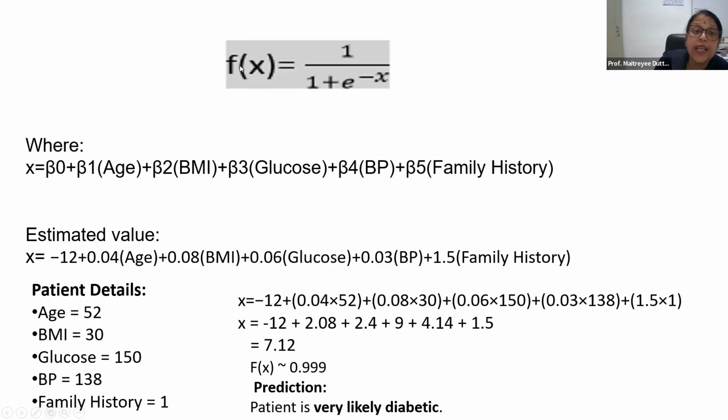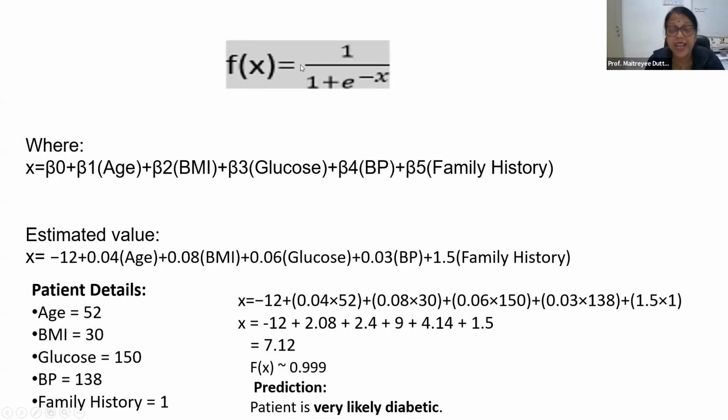After that, you have to calculate the fx. What is fx? 1 by 1 plus e to the power minus 7.12. That will be approximately 0.999. That means after that, you will predict that the patient is very likely diabetic.